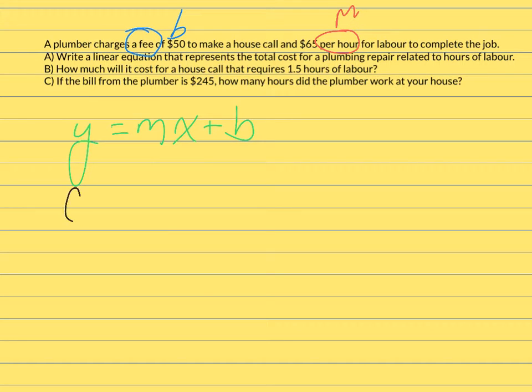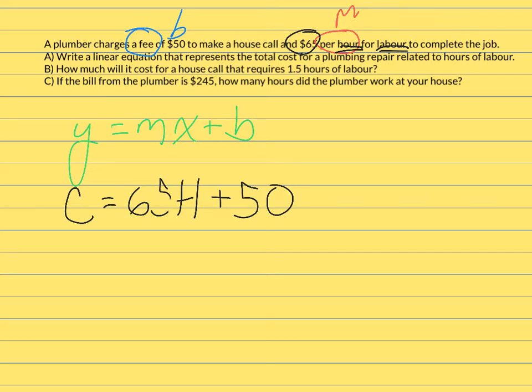Y will be the cost. Our M is 65, and it is for labor, so let's use an L. Or we could use hours if we wanted. Okay, maybe that's a better idea. Let's go back and I'm going to change that to hours. Plus our B, our fixed rate, is $50. So there's our equation. So that is part A.